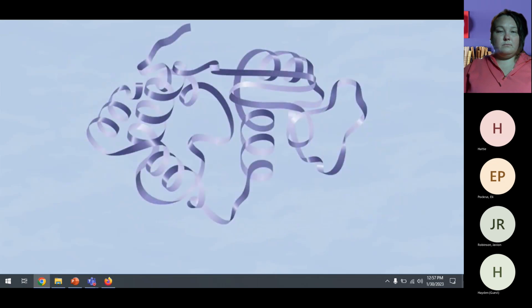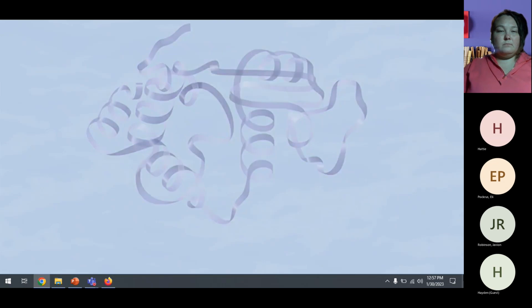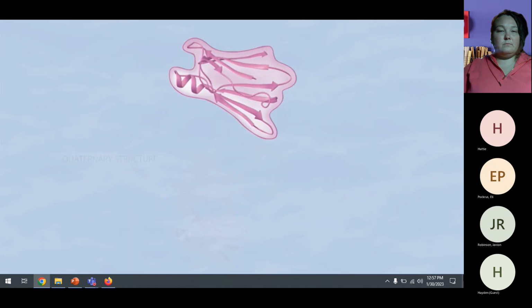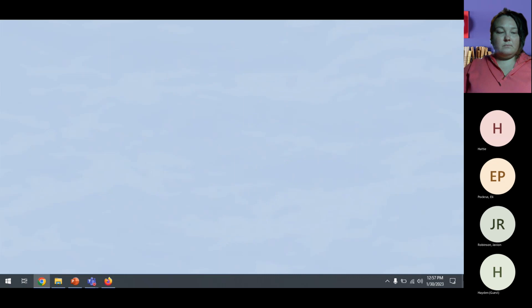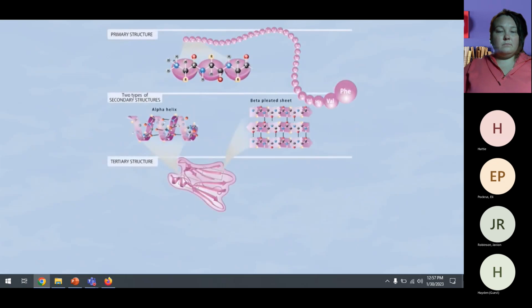Many proteins consist of a single polypeptide, and thus have just primary, secondary, and tertiary structure. But some proteins have a quaternary structure, in which two or more polypeptide chains are aggregated into one functional protein, such as transthyretin, as seen here. In summary, a protein's functional shape results from 4 levels of structure: primary, secondary, tertiary, and sometimes quaternary.